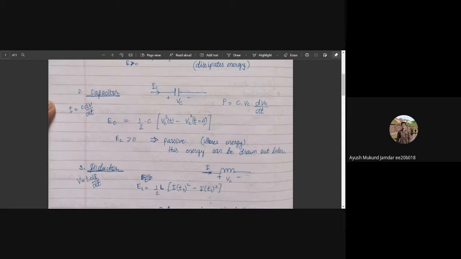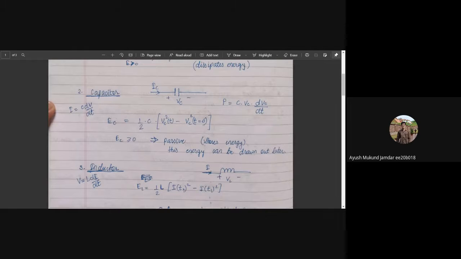Again, talking of the power dissipated, or I should say stored in the capacitor, it will be C. Power is C Vc times dV by dt. Energy comes out to be half CV square, and on integrating, we'll get all the required quantities. So this was about how the capacitor stores energy.